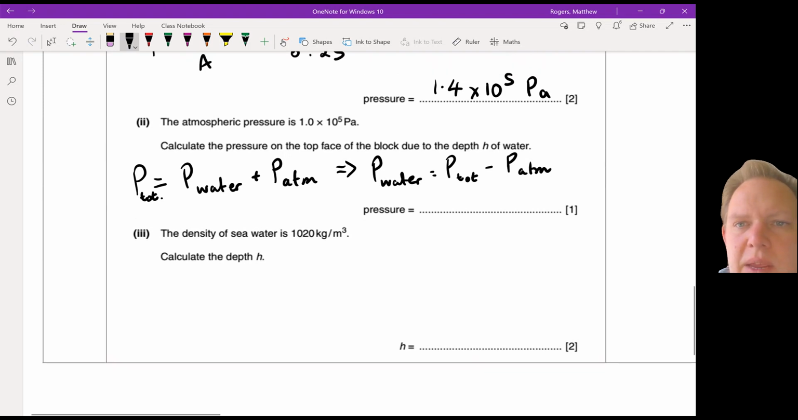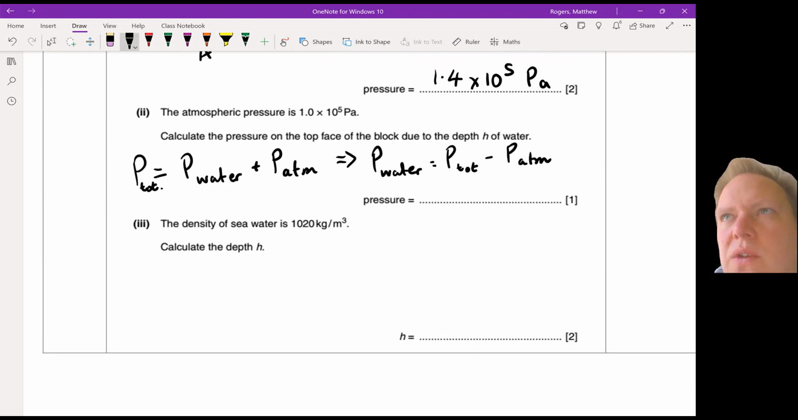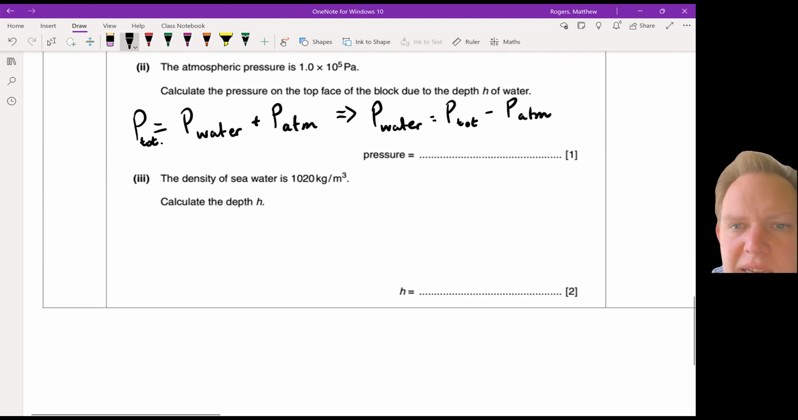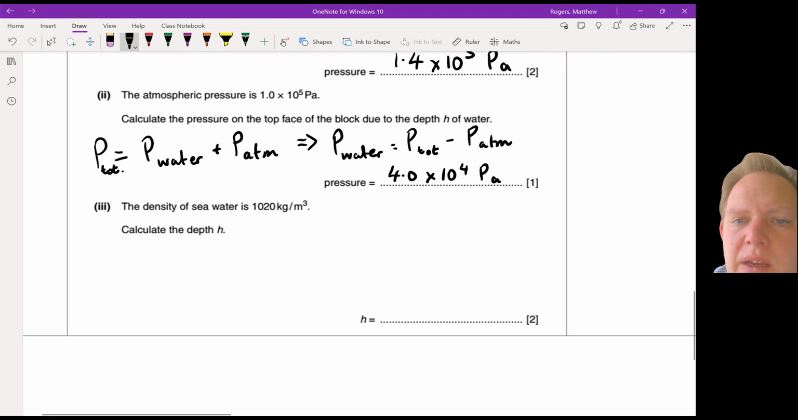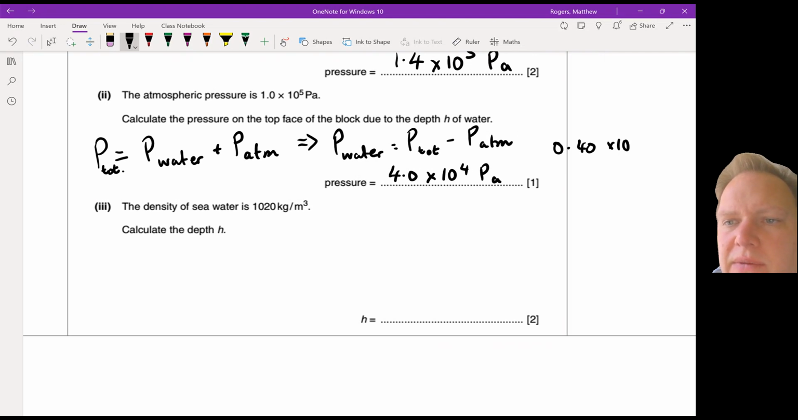So from here, we could write this as 0.4 times 10 to the 5. We'd probably usually write it as 4.0 times 10 to the 4 pascals. But if you wrote 0.40 times 10 to the 5 pascals, this is an acceptable answer in physics. In maths, we don't like standard form numbers written like this.